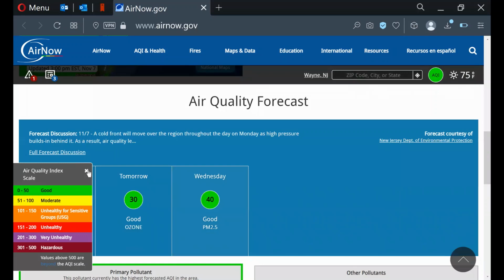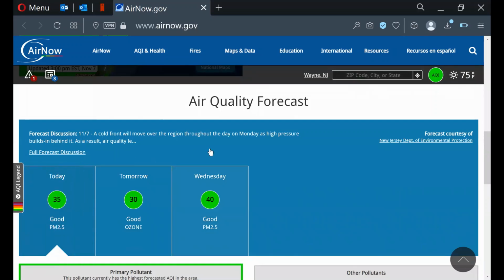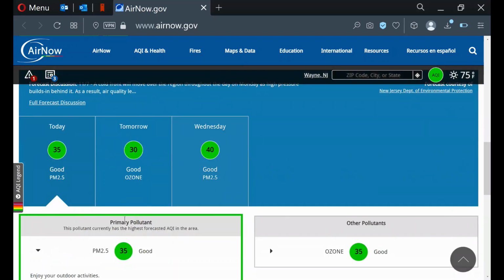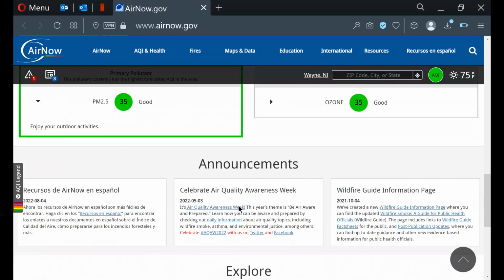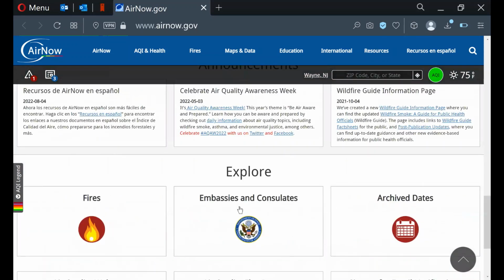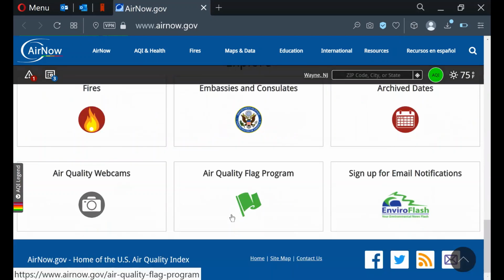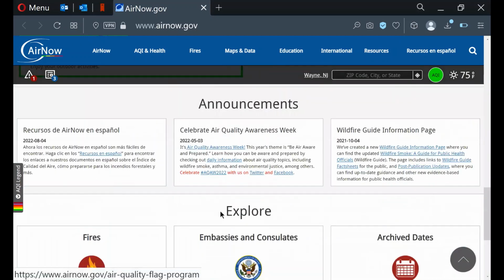And let's get rid of this. Okay, so today's 35, tomorrow's good. And then it says also what the primary pollutant is. So the primary pollutant is particulate matter, 2.5 micrometers. Other pollutants are ozone, and that's also 35. And then you can explore some other things on this website.